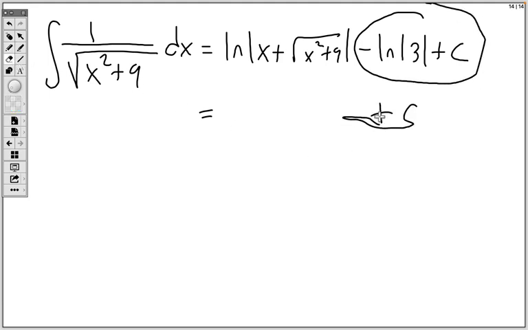Whoops. Do I really need absolute values here? Whoops. I don't know what's going on with my pen today.